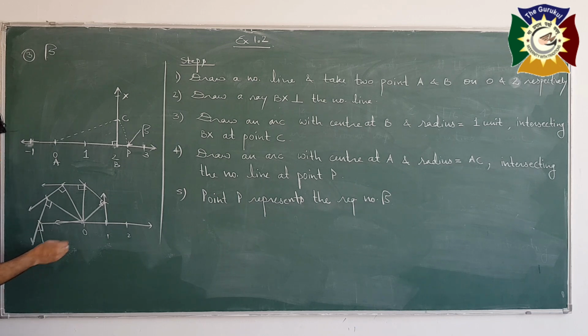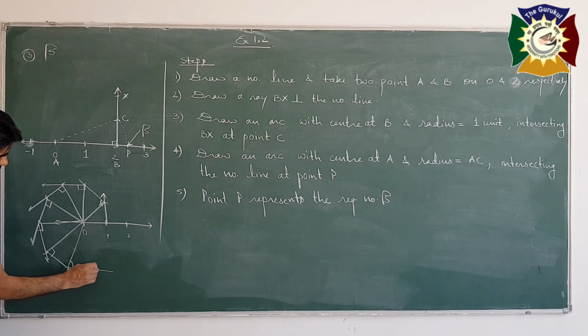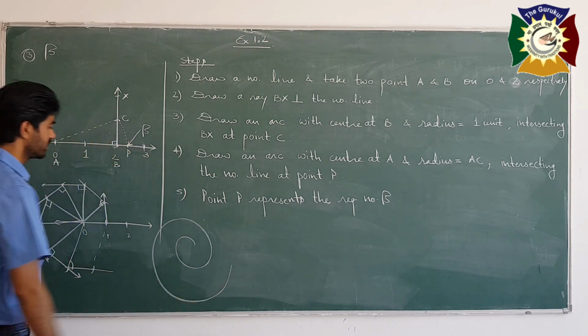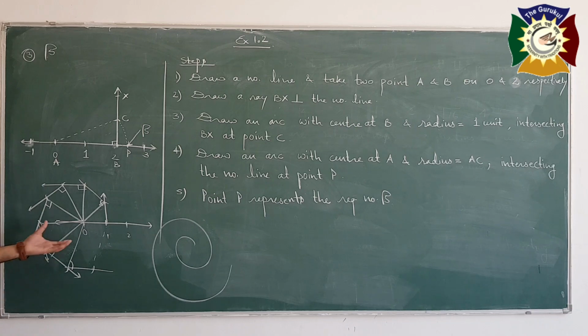Keep on drawing perpendicular and cutting 1 unit. Again perpendicular to this, it will be somewhere here. Again 1 unit. Perpendicular to this, again 1 unit. So you will keep on, the shape you will get will be something like this. That is why it is called square root spiral.